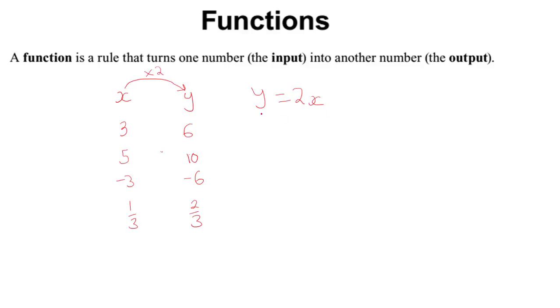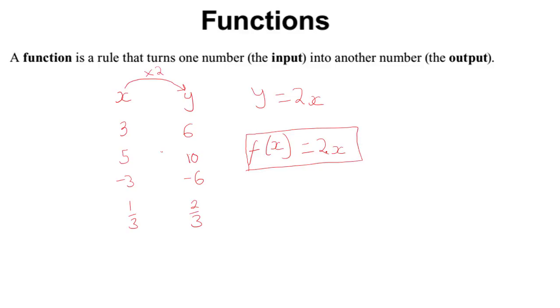Now this y here, you can replace it with something called f of x. So f of x is a function here. f of x basically stands for what y is. It stands for what the output will be. So I'm going to say that f of x is equal to 2x. Okay, so this will now be my function. It's a function that doubles what x is to find what y is.